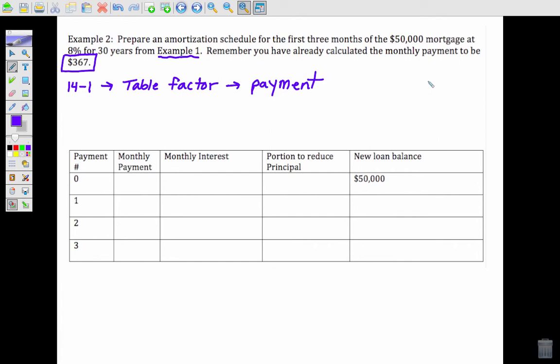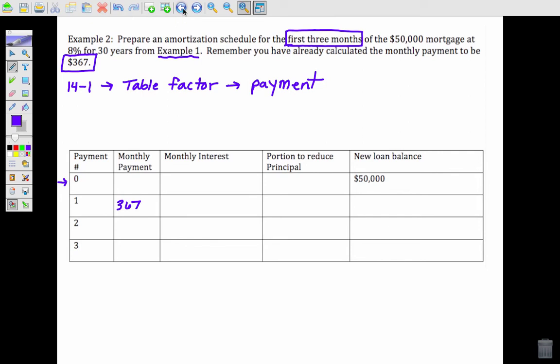We've got to fill out the first payments. Actually, this is for the first 3 months. If you have a mortgage for $50,000, our first line really is not indicating a whole lot. It just shows that we are starting with a loan balance of $50,000. So our first payment, of course, is $367.